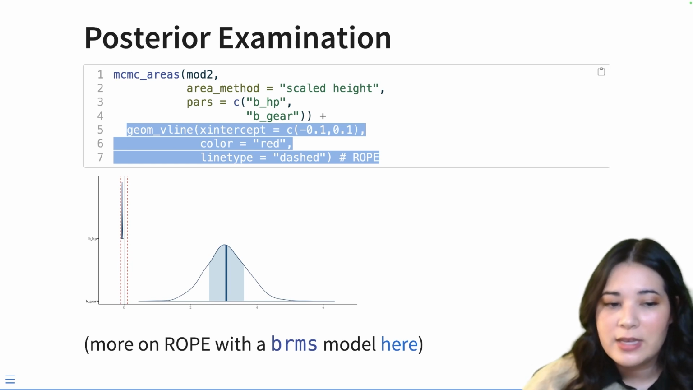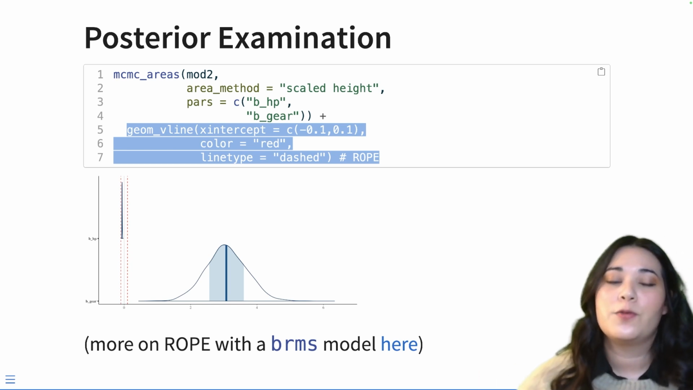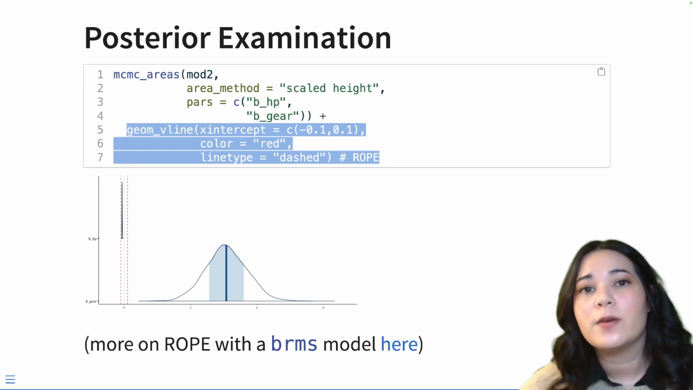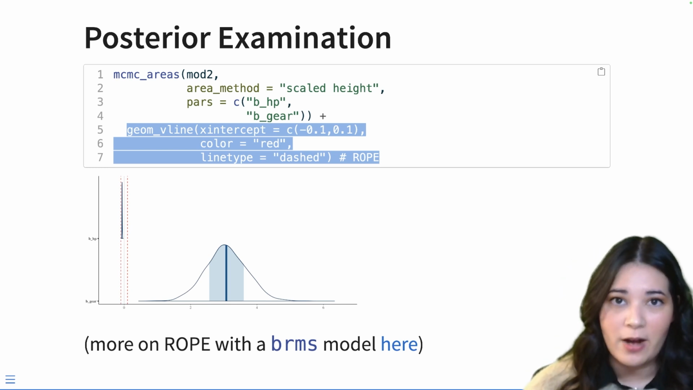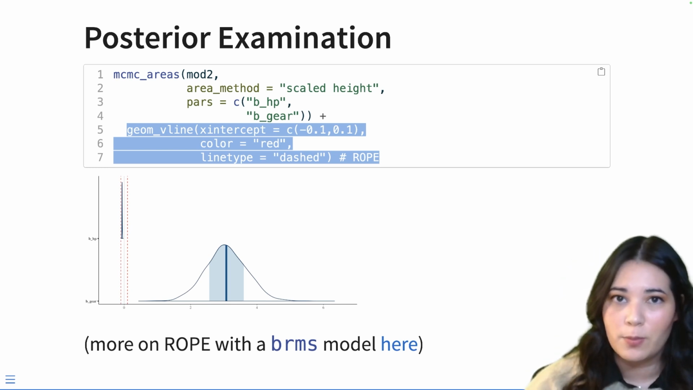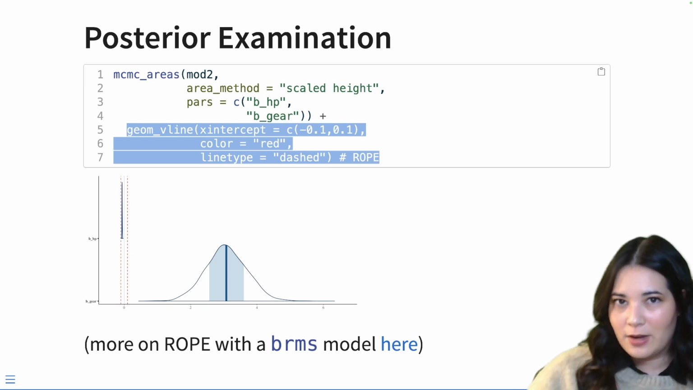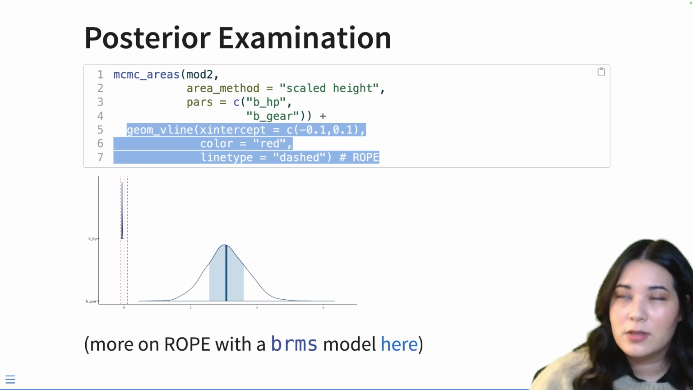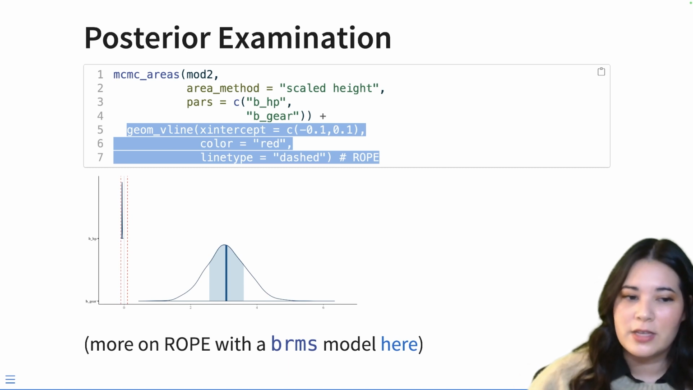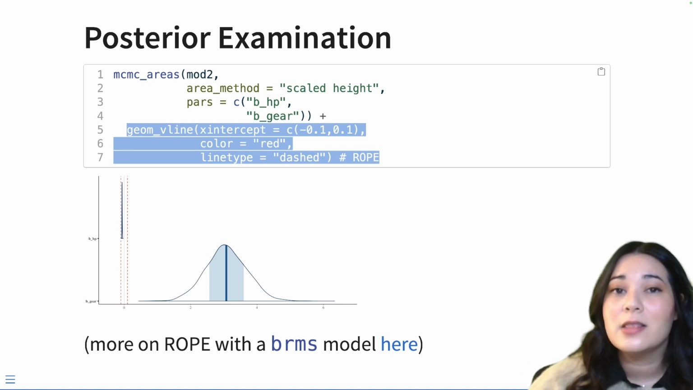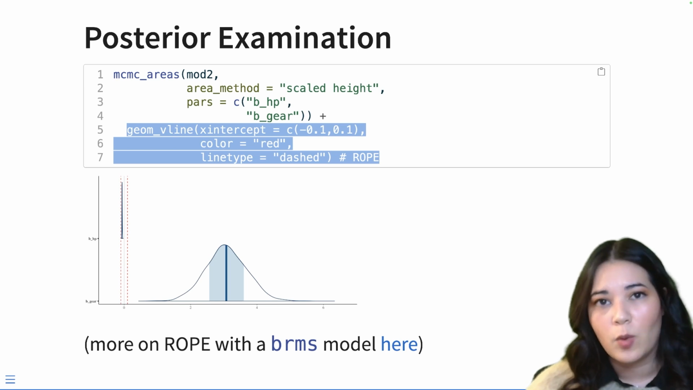For instance, we can see that based on our definitions here, for the coefficient of gear, it is far outside the ROPE. Pretty much all of the posterior distribution is outside of the ROPE, whereas for horsepower, it's almost entirely within the ROPE. Now, something I want you to think about more critically on your own is whether we can use the same ROPE when it comes to gear, which only has a couple of different options, versus for horsepower, which has a lot of different options. It has very wide variability.